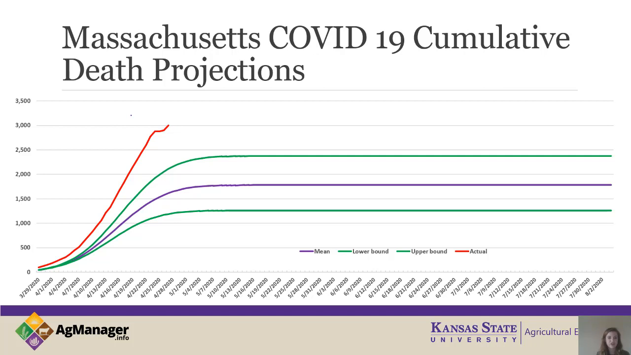Massachusetts cumulative death projections, like we saw with the daily death projections, the model really under forecasted what was going to happen in Massachusetts. As with daily deaths, the actual deaths are well outside not only the mean, but the upper interval at this point. And we're seeing a lot of deviation between the mean and the actual deaths. So really a lot of under forecasting of the model in the case of Massachusetts.